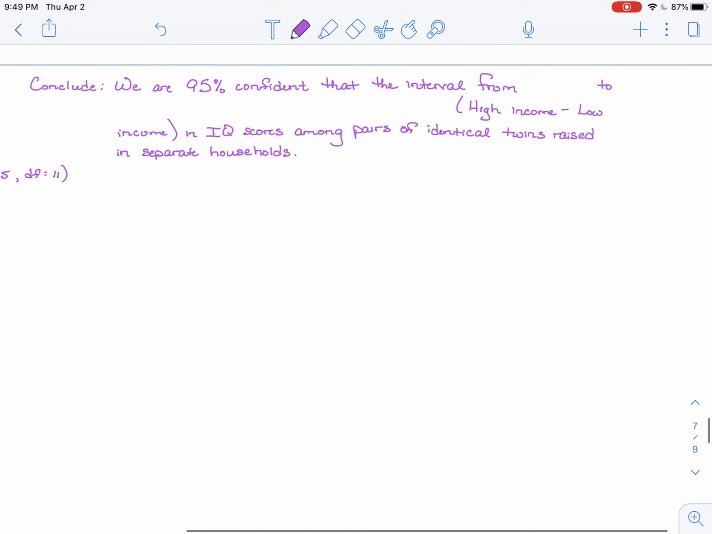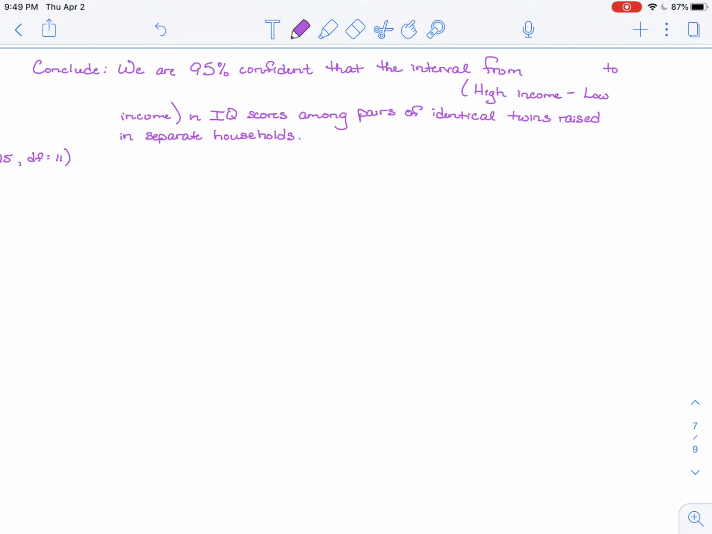So when we conclude, we used a process that makes us 95% confident. We know that we would have a 95% capture rate if we did this sampling over and over and over and over again. So we are 95% confident that the interval from 3.336 to 8.330 captures the true mean.